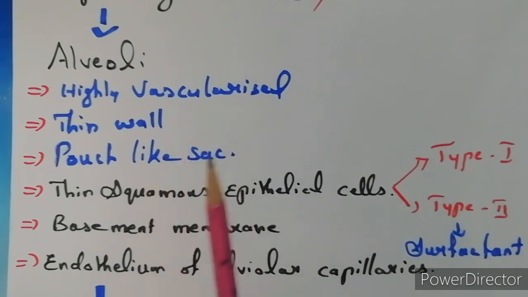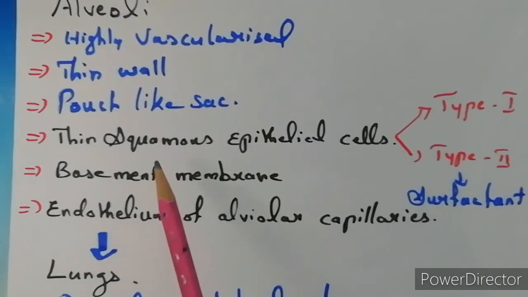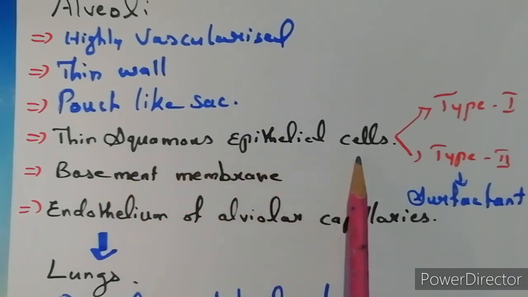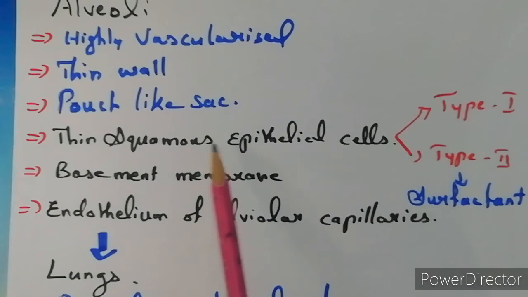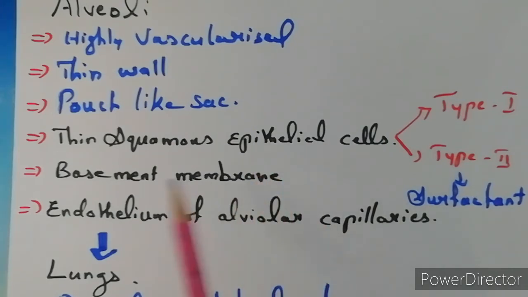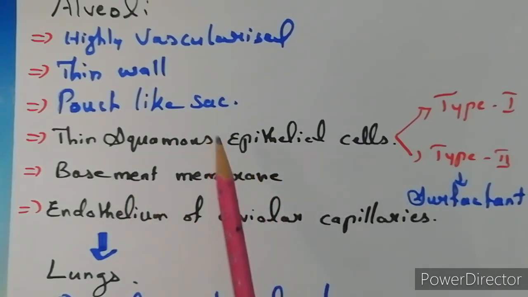The wall of each alveolus is made up of three layers. The outermost layer is made up of very thin squamous epithelial cells. The innermost layer is the endothelium of alveolar capillaries. Between these two, a basement membrane is there. Fine. So these are the three layers of the alveoli.